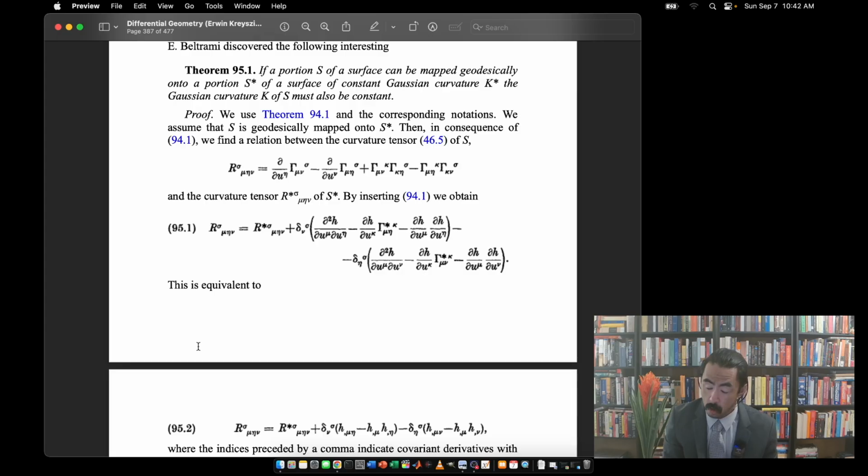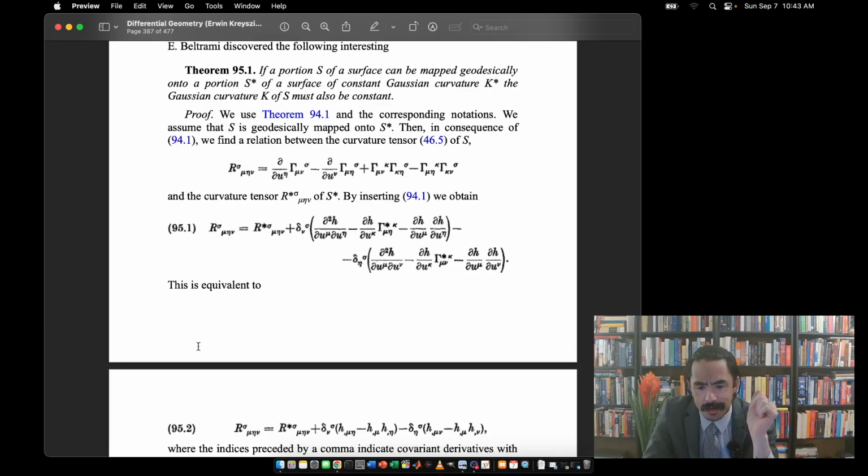But going back to section 95, we're going to formulate our curvature tensor now specifically with the following indices, that is, capital R superscript sigma sub mu eta nu equals partial with respect to U eta of Christoffel sub mu nu superscript sigma minus partial with respect to U nu of Christoffel sub mu eta superscript sigma plus Christoffel sub mu nu superscript kappa, then times Christoffel sub kappa eta superscript sigma minus Christoffel sub mu eta superscript kappa, then times Christoffel sub kappa nu superscript sigma, and the curvature tensor capital R star superscript sigma sub mu eta nu of the portion of surface capital S star.